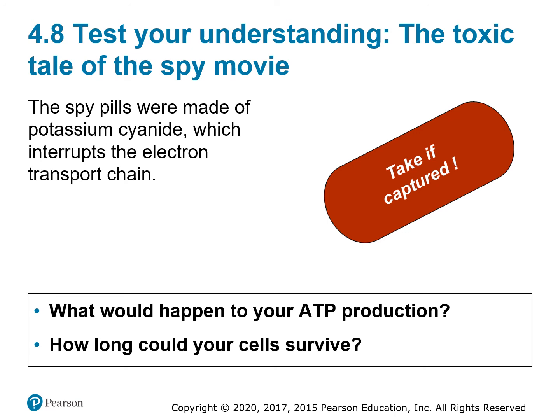So back to the spy pill that you would take if you were captured. The spy pills were made of potassium cyanide. You probably know cyanide is a very strong poison. The way it works is it actually interrupts the electron transport chain. Without those electrons flowing down the electron transport chain and ultimately being picked up by oxygen to make water, the energy needed to make ATP does not happen because the electron flow has been stopped. And so ultimately, without that electron flow, ATP is not made.